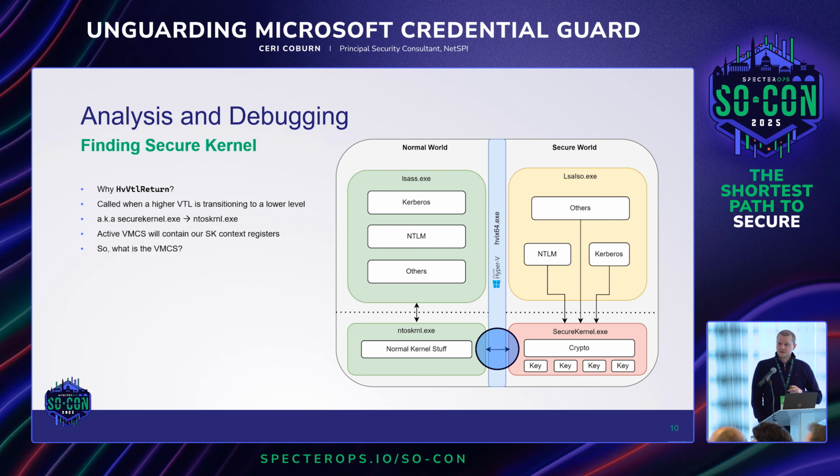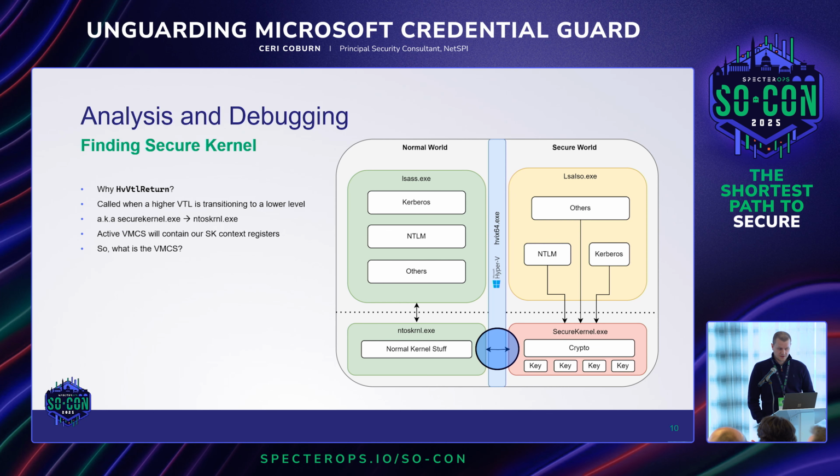Okay, so why are we interested in HvVtlReturn? This service call from the hypervisor is called when the secure kernel wants to make a transition back to VTL1. As we're interested in finding the secure kernel base address, it means the registers for the context that it's switching from are all likely to be pointing within the secure kernel address space. So things like the instruction pointer, the stack address, and so on and so forth, they'll all be pointing to somewhere within the secure kernel. And it also means the active VMCS structure will contain those registers.